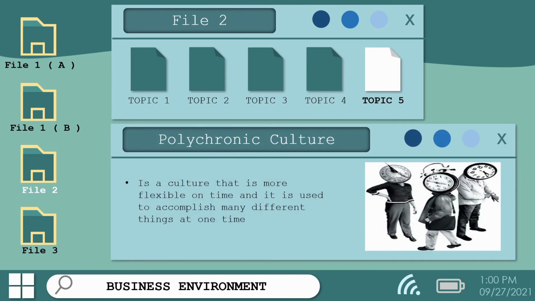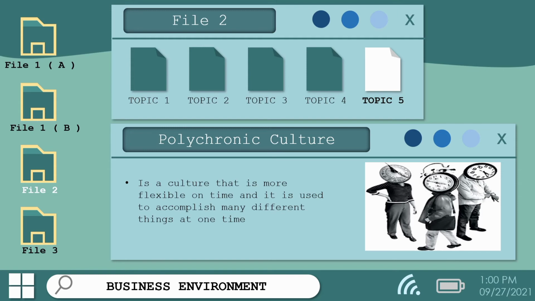Polychronic culture. Polychronic culture is a culture that is more flexible on time and is used to accomplishing many different things at one time. It is basically a culture built on multitasking. Generally speaking, people from polychronic cultures manage interruptions well and are more flexible when it comes to change.